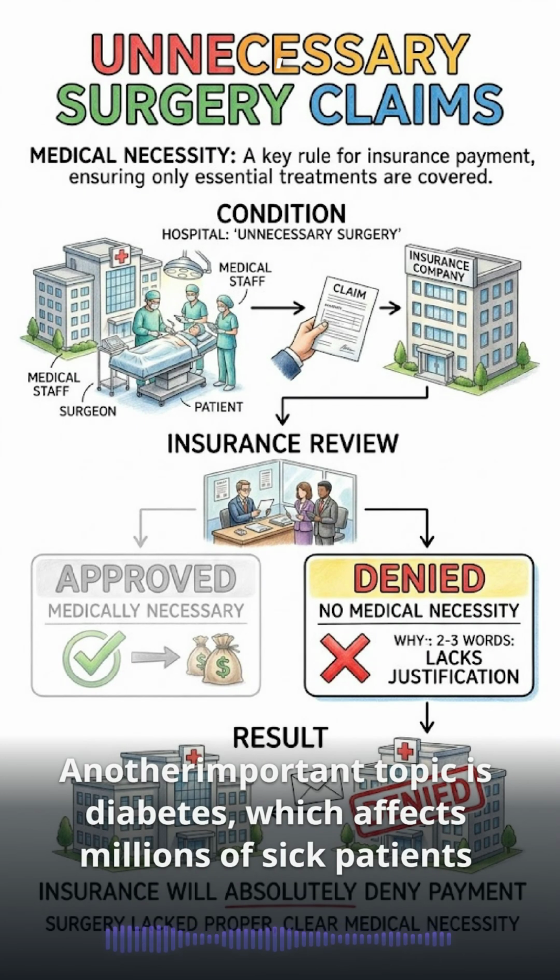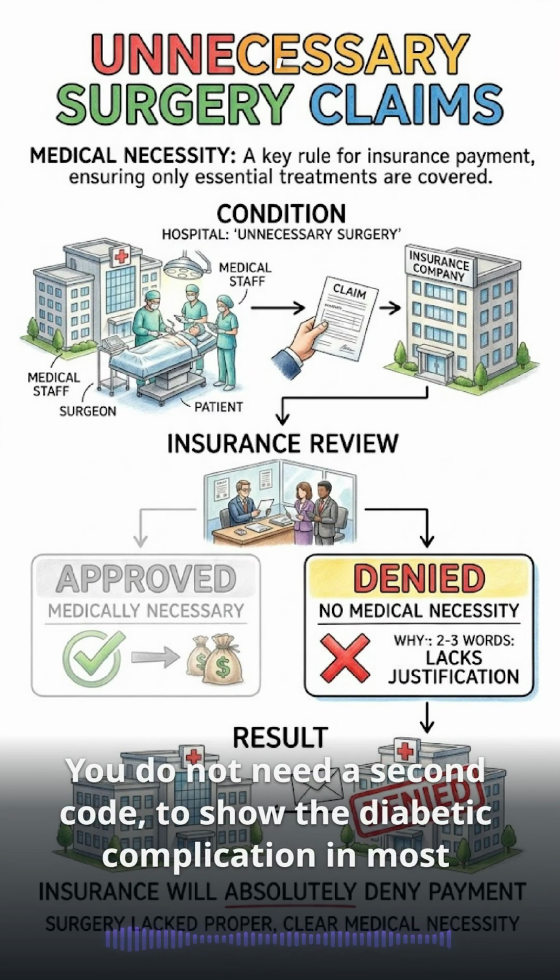Another important topic is diabetes, which affects millions of sick patients every single year. Diabetes codes are very complex, because they include the specific disease and the complications. You do not need a second code to show the diabetic complication in most cases. The ICD-10-CM book combines the diabetes and the complication into one code.